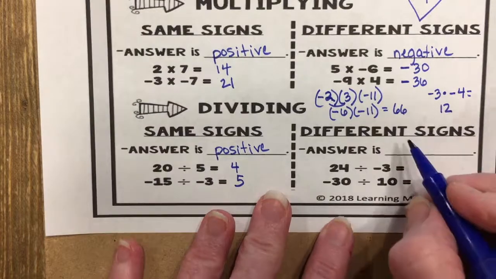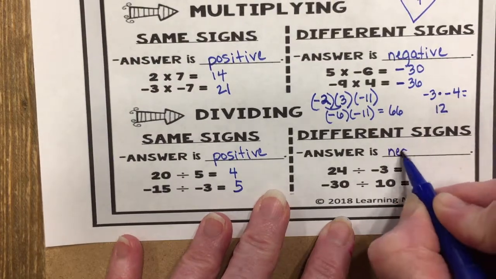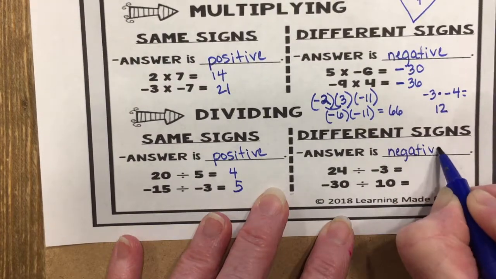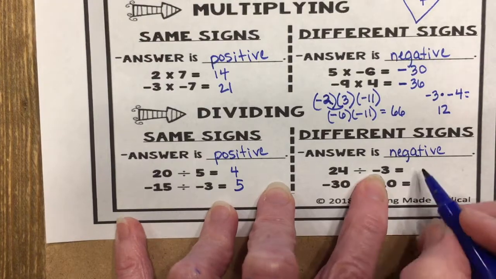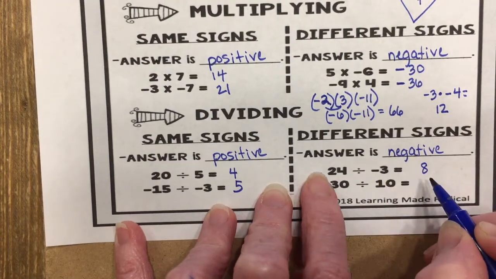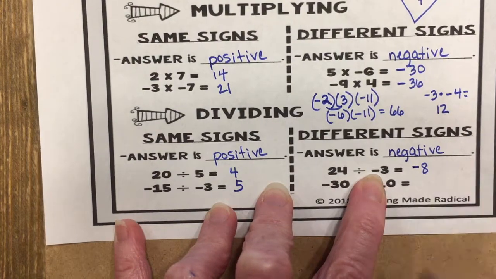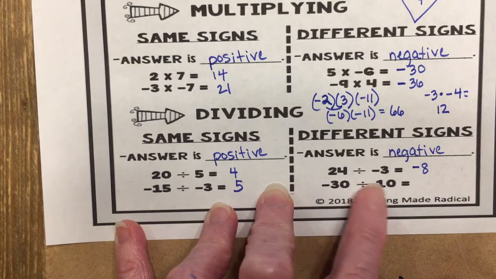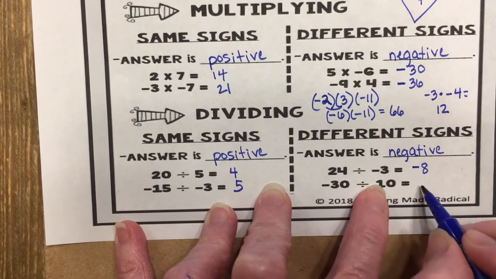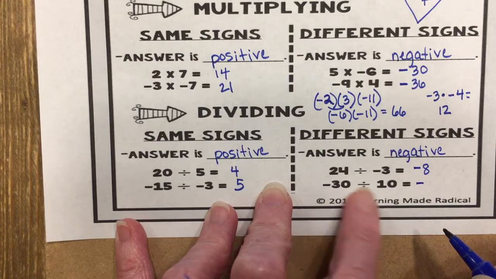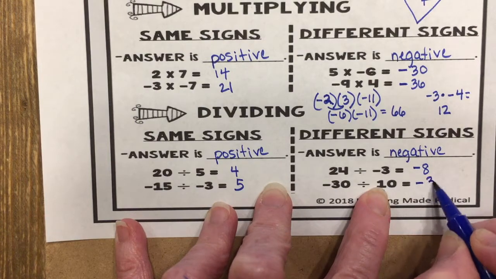Right? If they have different signs, my answer is negative. So 24 divided by 3 is 8, and this is positive, this is negative. They're different, so my answer is negative. -30 divided by 10, I have a negative and a positive. My answer will be negative. 30 divided by 10 is 3.